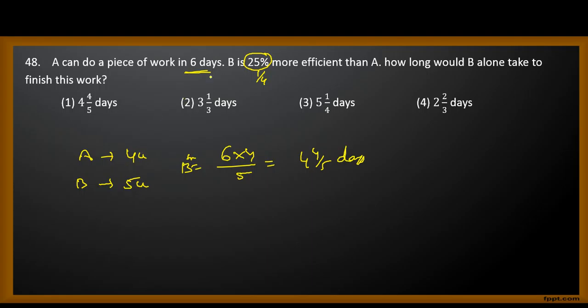Total work: A can complete the work in 6 days. So 6 into 4, 24. Okay, this is the total work. If B alone works, what is the time taken? So total work by work done per day, 24 by 5, which is equal to 4 4 by 5 days.